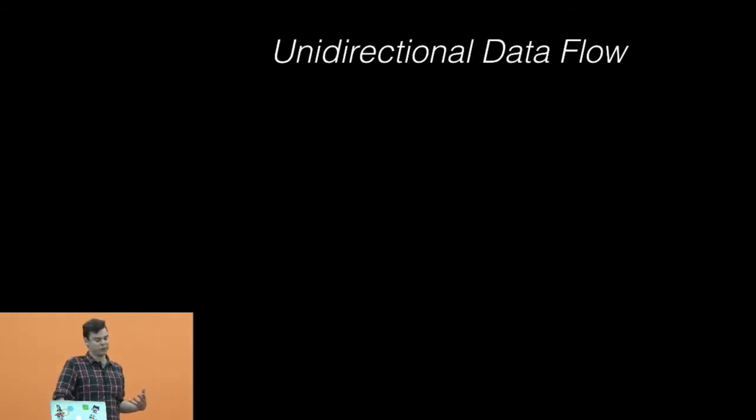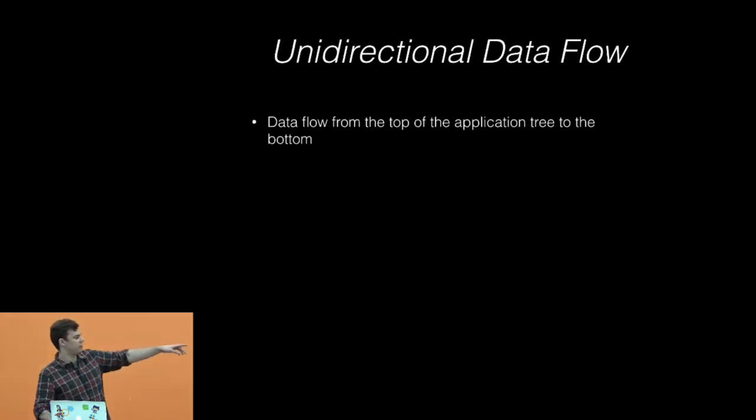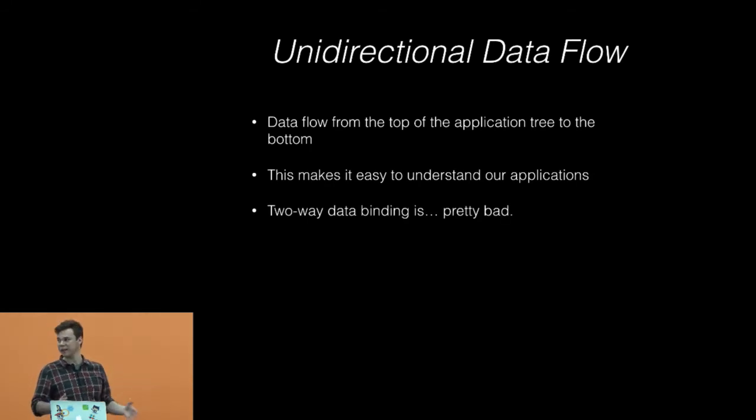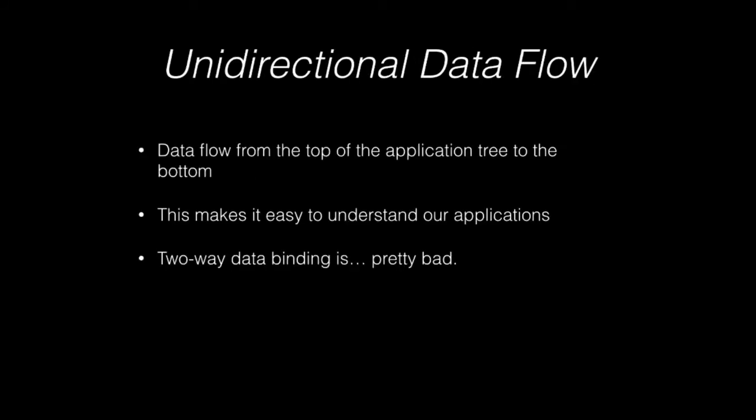Unidirectional data flow just means that data flows from the top of the application tree to the bottom. This makes it really easy to understand our applications. And two-way data binding, you're going to get some different opinions here, but in general, I consider it to be pretty bad because it's not as easy to reason about. It could possibly bring more bugs into your program, lots of bad stuff. So we'll see a lot of examples of unidirectional data flow as we walk through the exercise.